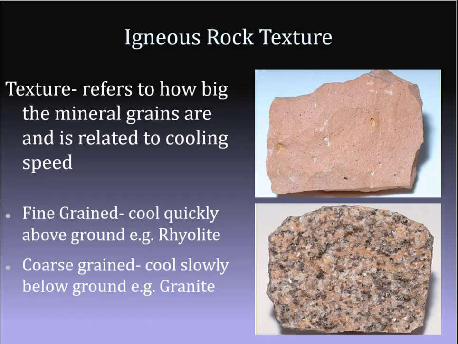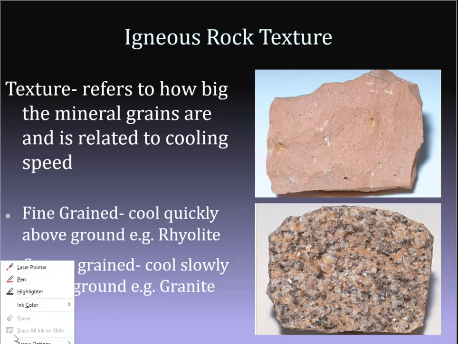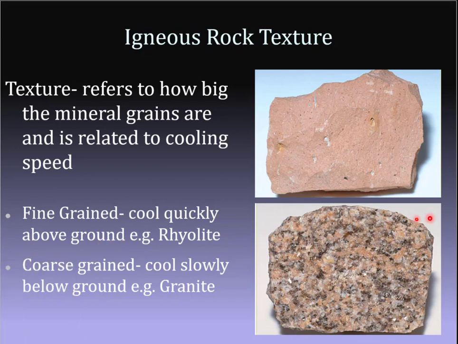What about texture? Well, texture just refers to how big the mineral grains are, right? And this is related to the cooling speed of the rock, and the cooling speed of the rock is related to where it cools. Rocks that cool underground tend to cool slowly and make rocks with large visible crystals, like this granite here. We call that coarse grained. So coarse grained igneous rocks cool slowly, and that slow cooling happens below ground.